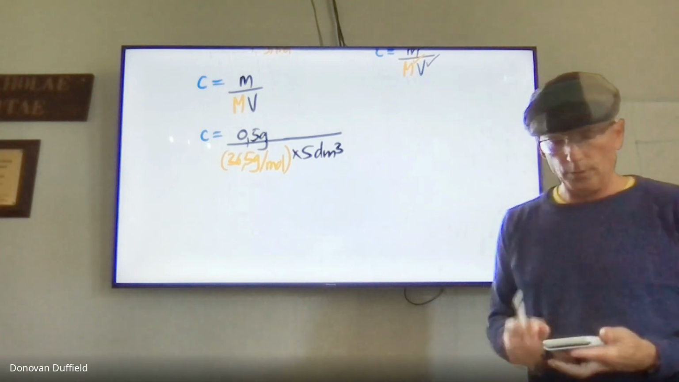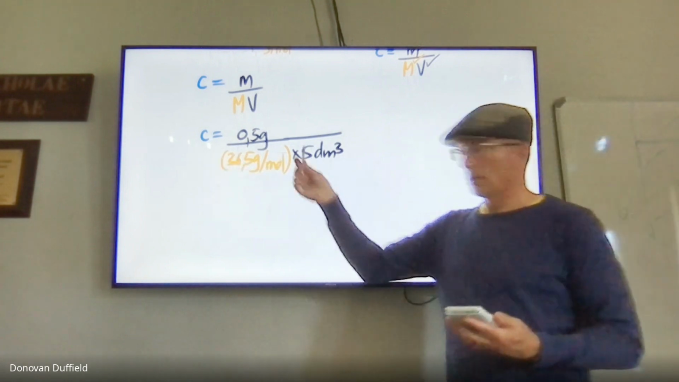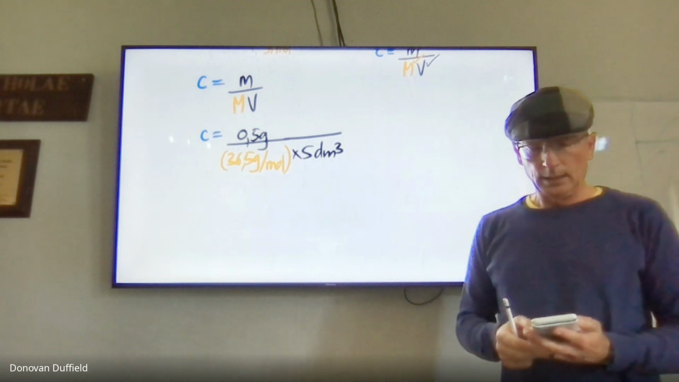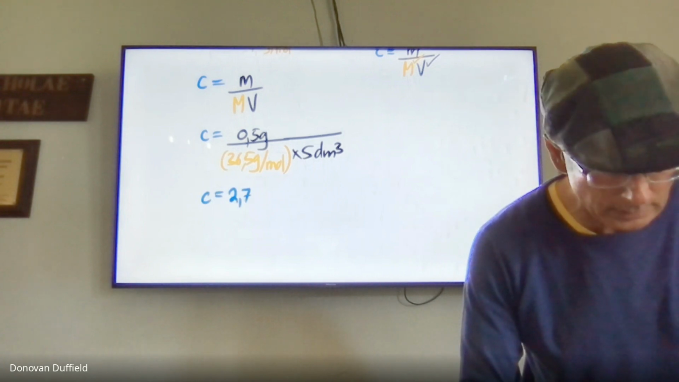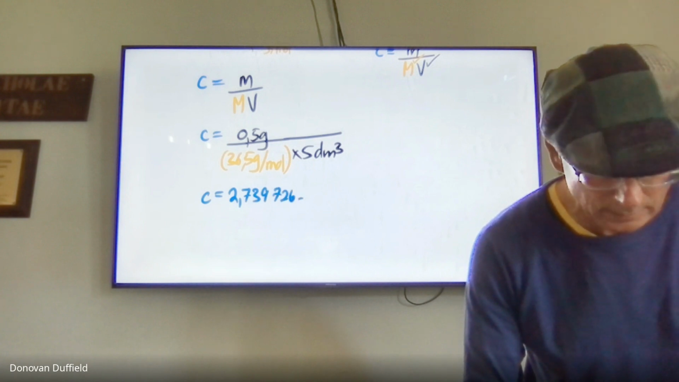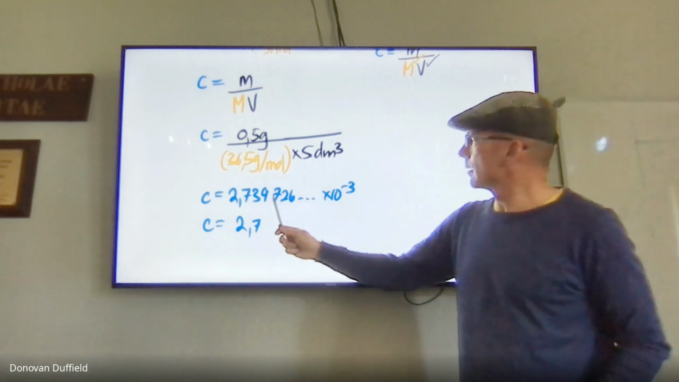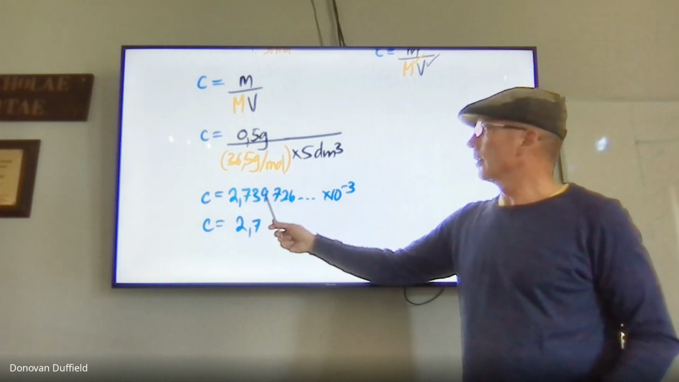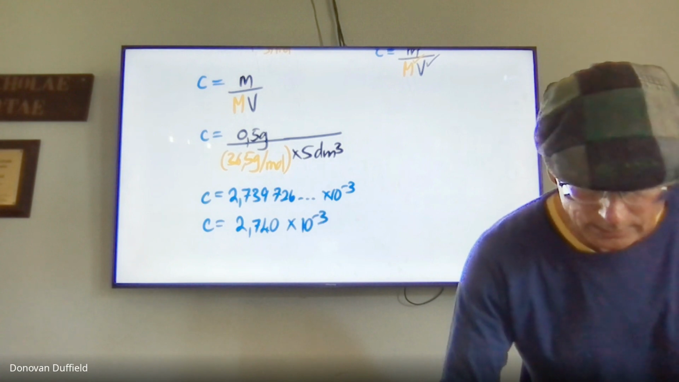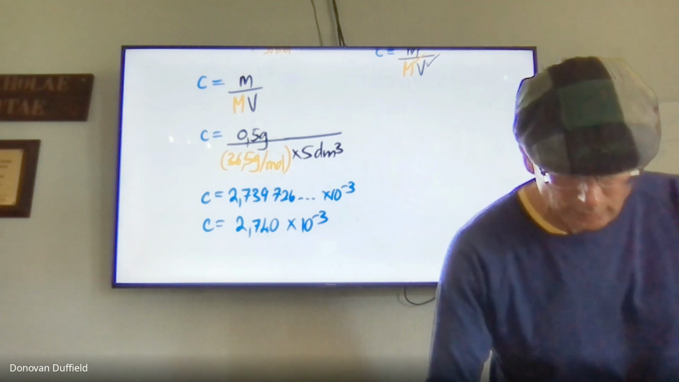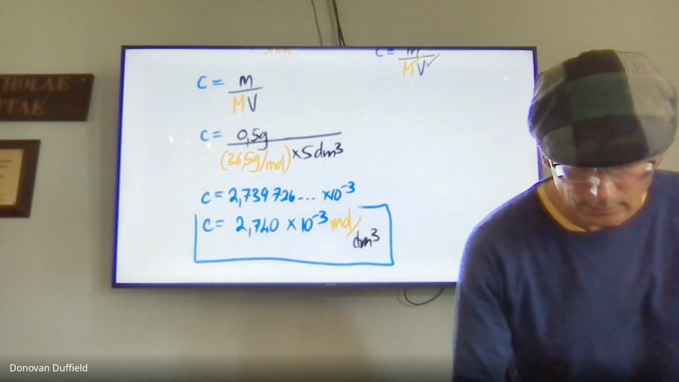We say, okay, so we've got 0,5 divided by bracket 36,5 multiplied by 5, close bracket, so we keep the denominator together in the bracket. And that's going to give us that the concentration is 2,739726 times 10 to the negative 3. I'm going to round off to 3 decimal places, 2,7. The 7 becomes a 10. Adding 1, the 9 becomes a 10. So this becomes 2,740 times 10 to the negative 3. And that is going to be mole per cubic decimeter. And that is the concentration.